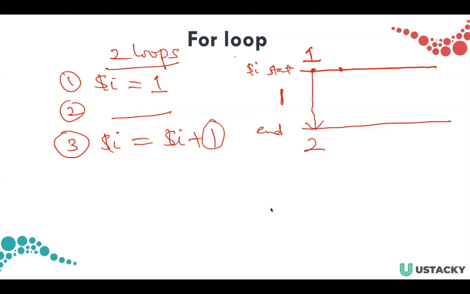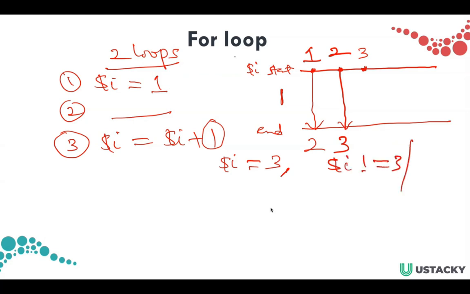This is going to be the starting point of the next loop. When you move down, this is 3. And this is going to be the starting point of the next loop. But we only need two loops. So it means by the end of the two loops, $i equals 3. So to write our condition, we can either have $i is not equals to 3, or we have $i is less than 3.